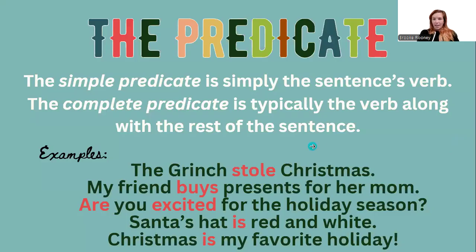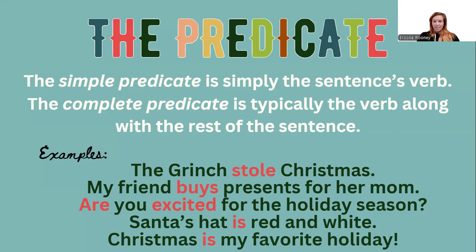Moving on to the predicate. The predicate is usually the end of the sentence. A simple predicate is simply the sentence's verb. And the complete predicate is usually the verb along with the rest of the sentence. So whether there's a prepositional phrase or two, or some extra adjectives, or even some nouns that are acting as direct objects or indirect objects in the predicate, those are all part of the predicate if they're after the verb.